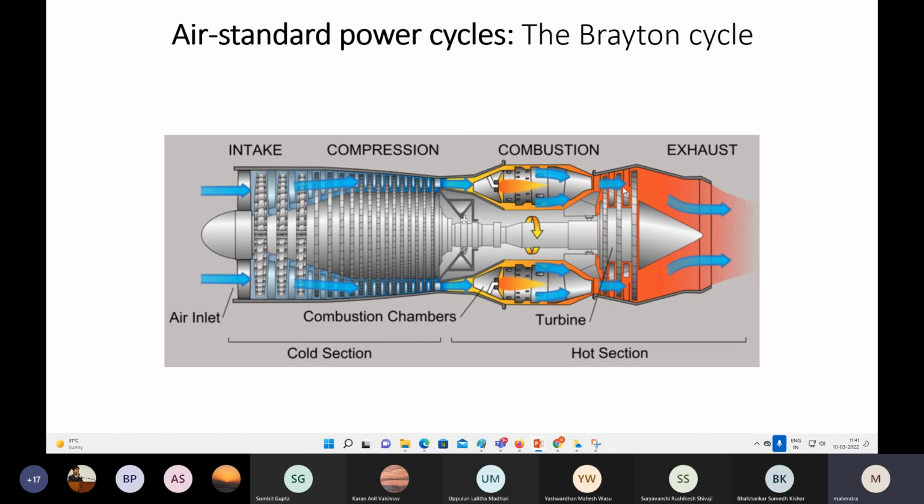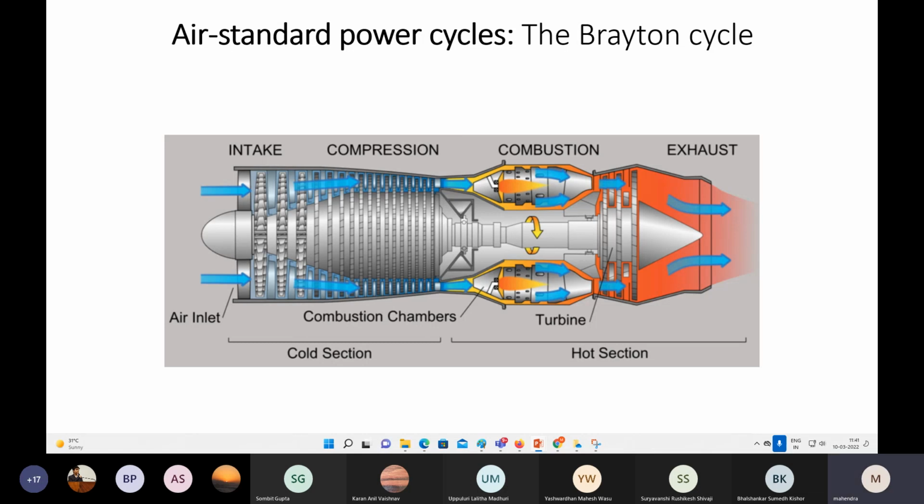Then here we have the turbine. In this turbine, we are extracting work by passing these hot gases upon the turbine blades. Now the next one is the exhaust, that is the nozzle. Based upon the turbine and the exhaust nozzle, we can define the type of jet, this type of gas turbine engine.